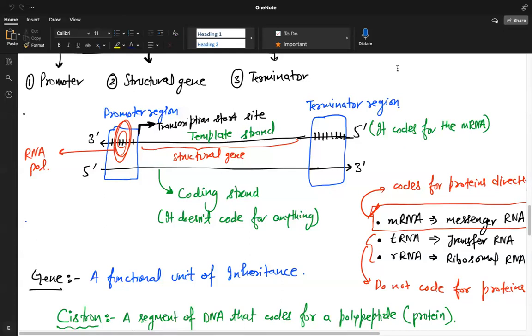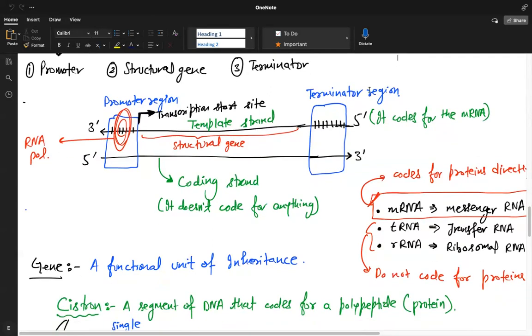Yes. That's why the concept of cistron came up. A cistron is a segment of the DNA that codes for a protein. So that DNA will get converted into RNA, and that RNA for sure will go on and produce a protein. And that RNA is called mRNA, the messenger RNA. So cistrons code for mRNAs only. Does that make sense, everyone? Yes, go ahead, Madhya.